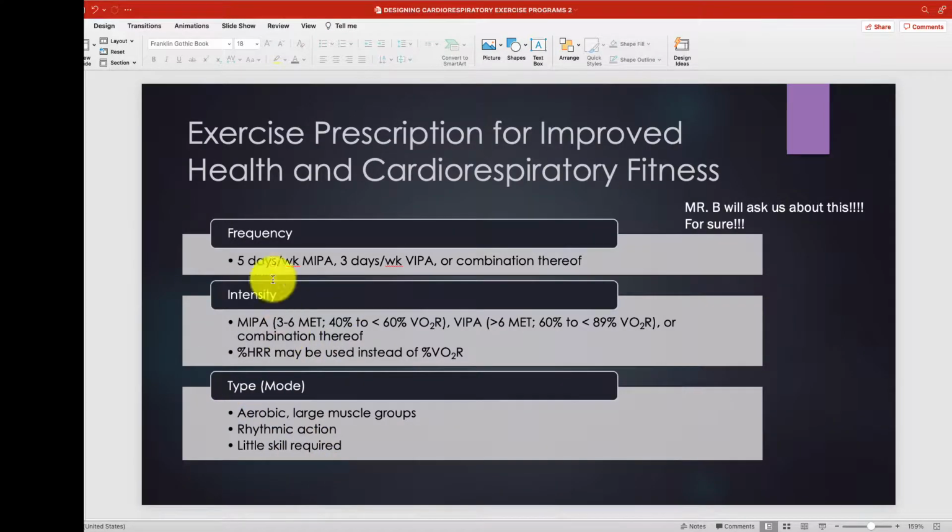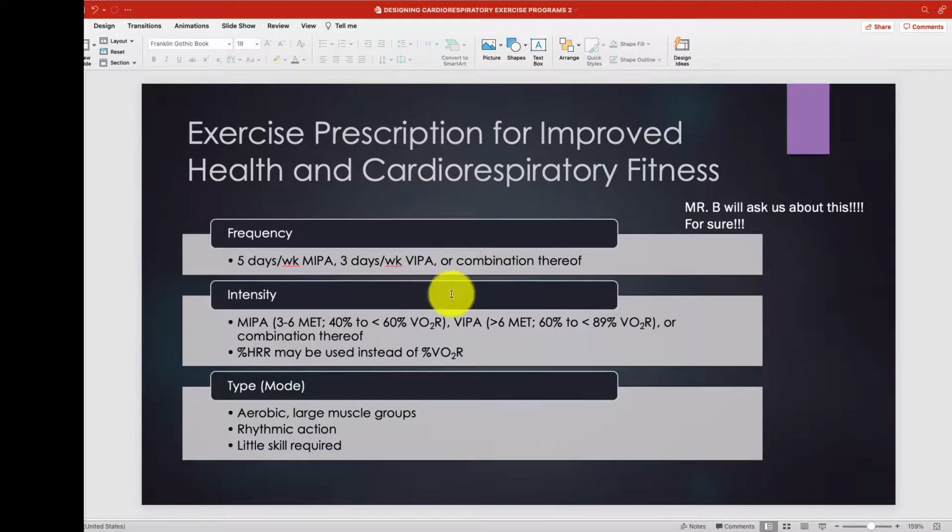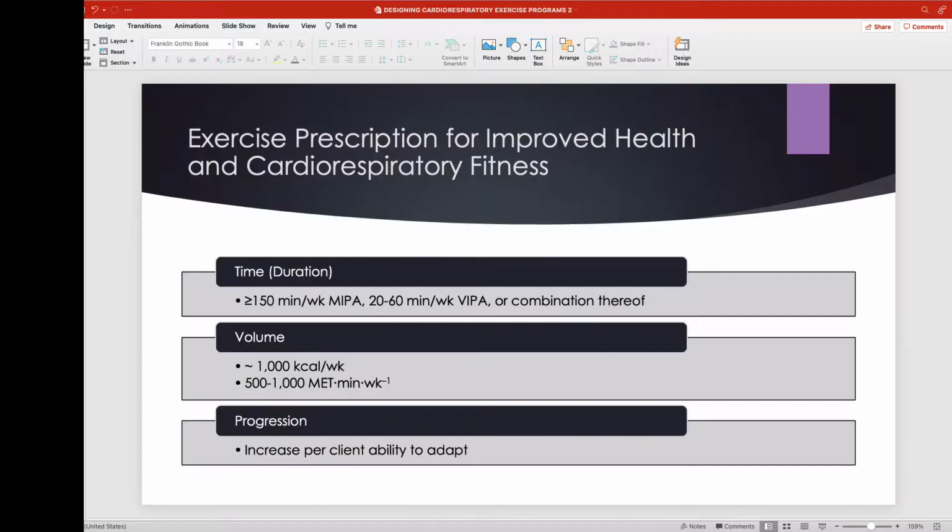Okay, so we talked about frequency, we talked about intensity. These are all the ranges that ACSM wants you to know. Now we're going to talk about duration. Duration is how long you should exercise within these ranges. So duration is going to depend on these variables. How long are we going to exercise within those intensities that I showed you before?